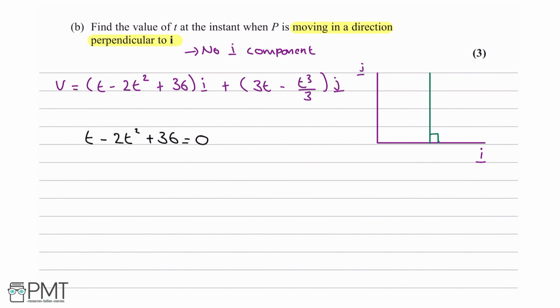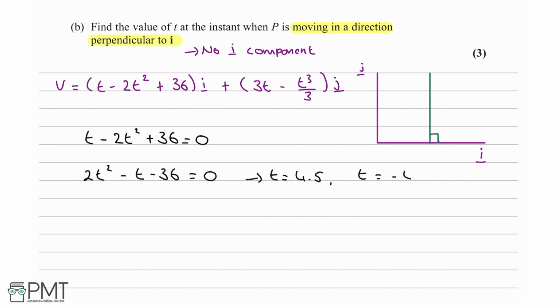What I'm going to do quickly is rearrange to make this nicer. So this becomes 2t squared minus t minus 36 equals 0. All I've done is moved everything to the other side to make the 2t squared term positive. And then from here, if you use your quadratic formula, you would use a as 2, b as minus 1, and c as minus 36, and you would get that t equals 4.5, and that t equals minus 4.